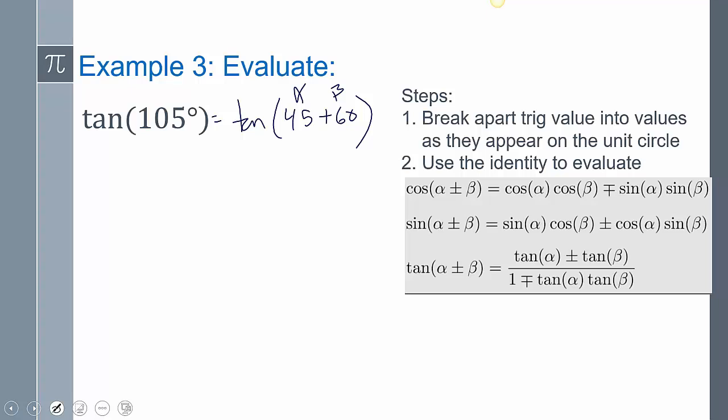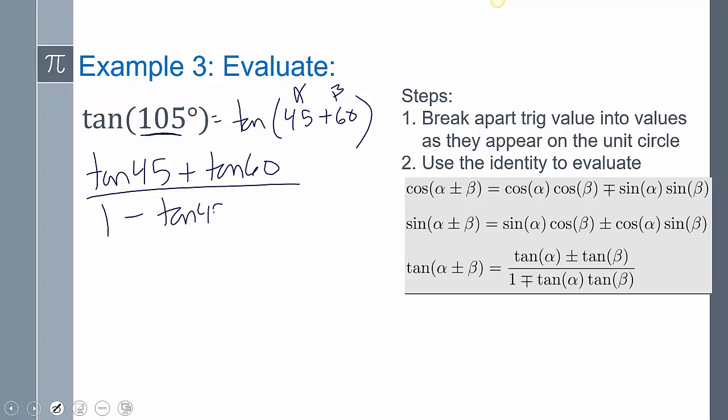So you can do it in whatever order, as long as they add or subtract to the value that's correct, you can use that. So for example, 45 minus 60 is not the same as 60 minus 45, right? So you just have to be careful of that. So here we go. Tangent of 45 plus 60. So that's going to be tangent alpha, the sign stays the same, tangent beta, over 1 minus tangent alpha, tangent beta.